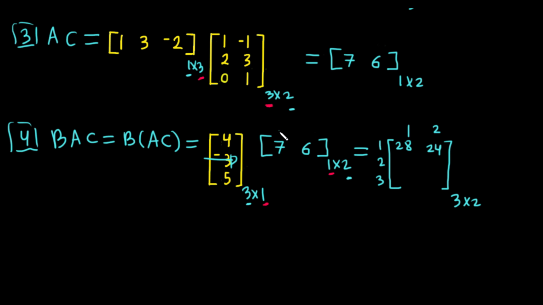Second row with the first column. So negative 3 multiplied by 7, which is negative 21. Second row multiplied by second column. So minus 3 multiplied by 6, which is negative 18.